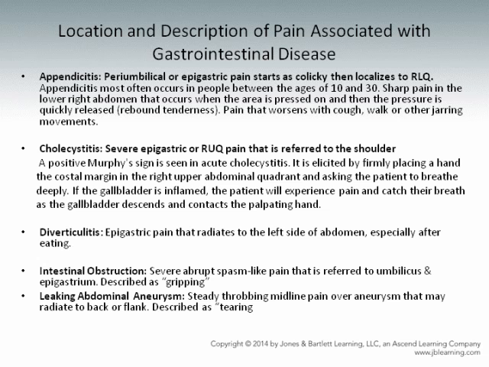That's not to say if you're 60 you can't get it, because you can, but that's usually more common between the other ages. It's usually a sharp pain in the lower right abdomen that occurs when the area is pressed on and then the pressure is quickly released. That's a rebound tenderness. And pain that worsens with cough, walking, or other jarring movements.